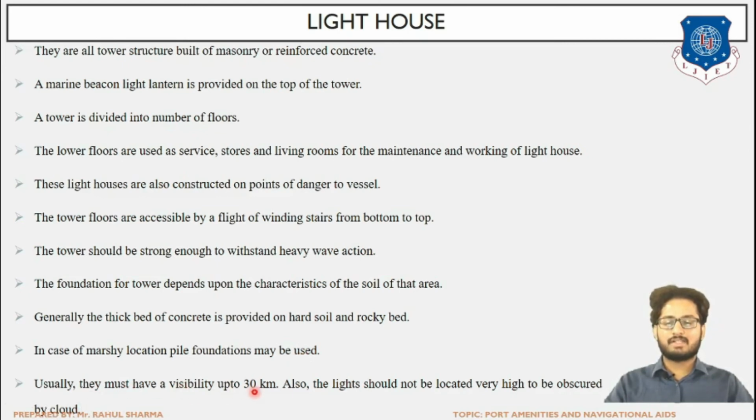Usually they must have a visibility up to 30 km, that is the range of the light. Also the lights should not be located very high to be obscured by the cloud. So they should not be at such a height that they are not clearly visible or are interrupted by the clouds.